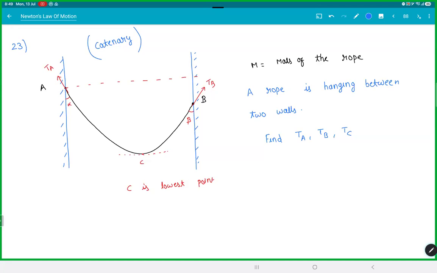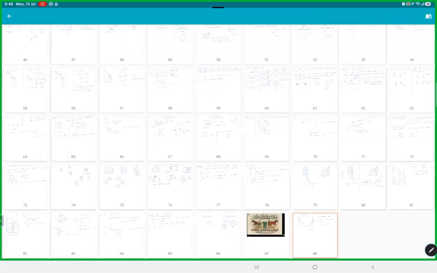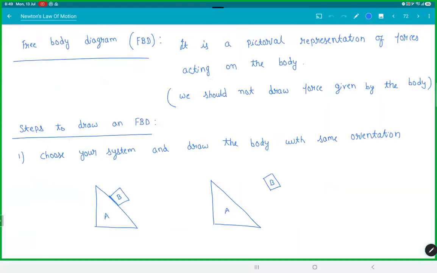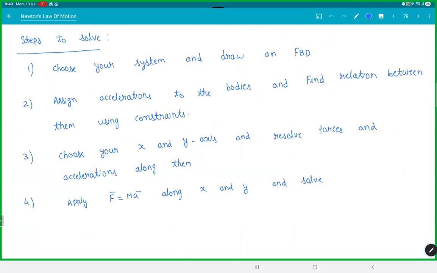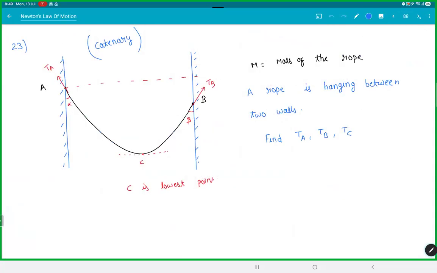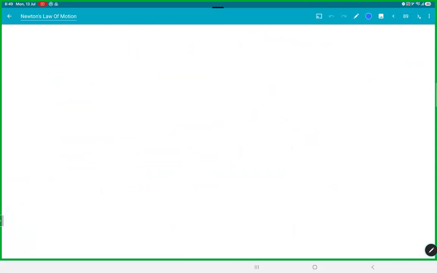Step one, what to do? Last time I told you the steps, right? Follow the process. This is FBD. Step one, choose a system, draw an FBD. You start with a free body diagram. If you don't know what to do, start with a free body diagram. So let's start with the free body diagram. So this is the rope.